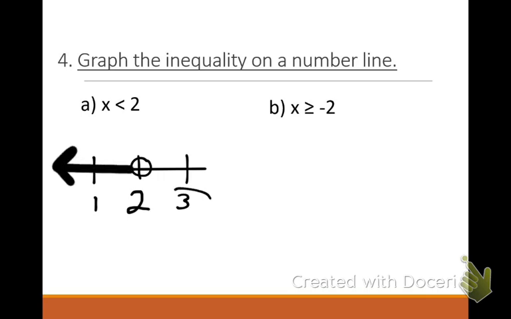Okay, now let's just check this out. If I were to take a 3 and plug it in right there, would this be true? 3 is less than 2. No. So we know that we should not be going in this direction because it should be everything that is smaller and going to the left. I want you guys to try to do the graph on problem B on your own.